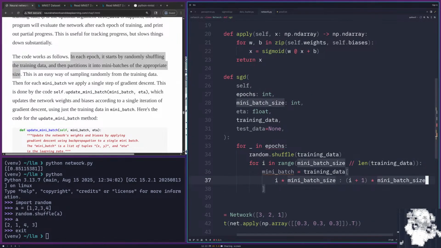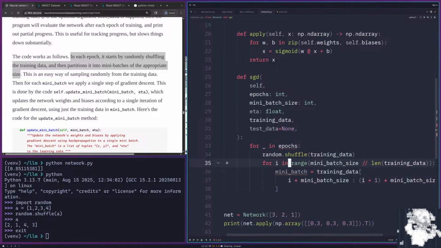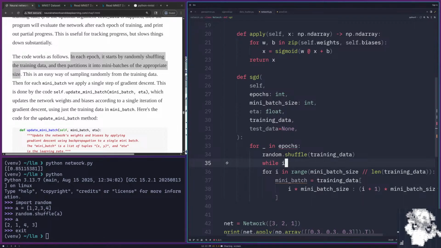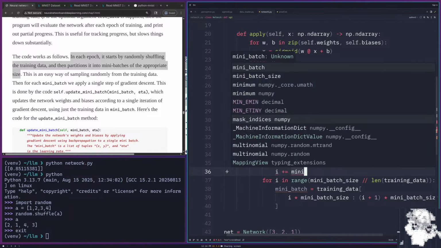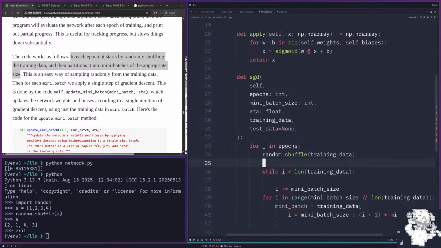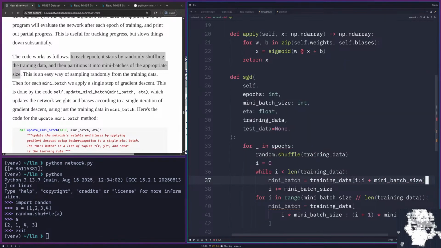I don't like how hard this part is to read, so I'm going to rewrite this as while i is less than len of training data, i plus equals mini batch size. i starts at 0, and then mini batch is a slice of training data from i to i plus mini batch size. It's a little easier to read, I think.